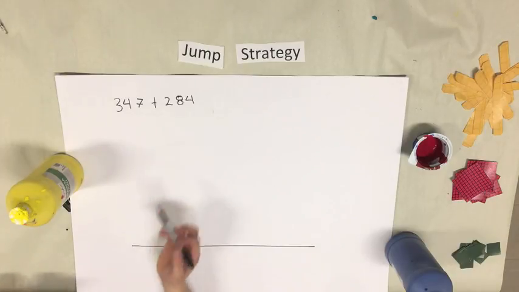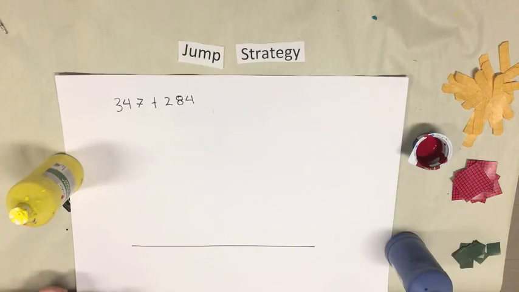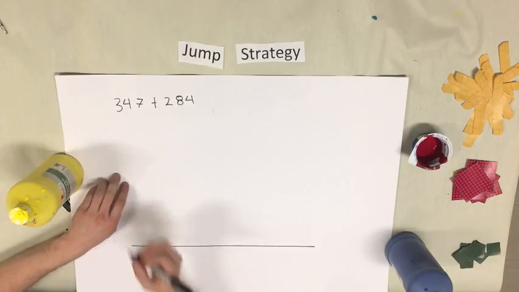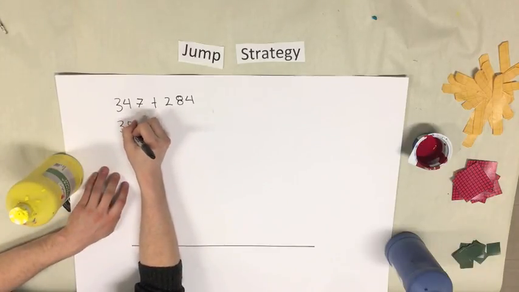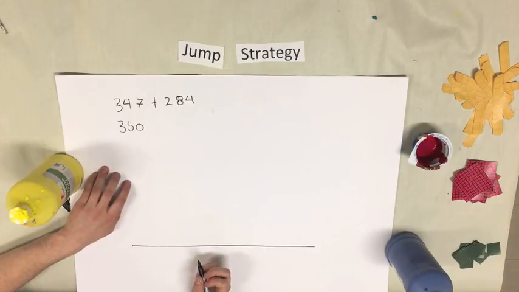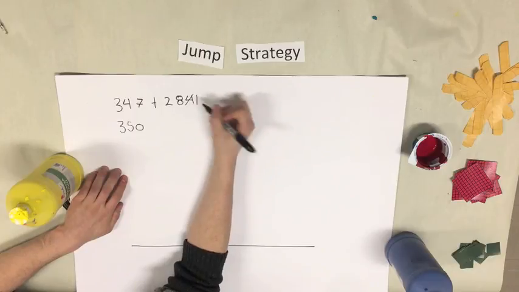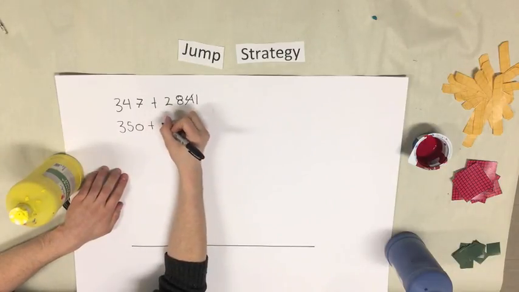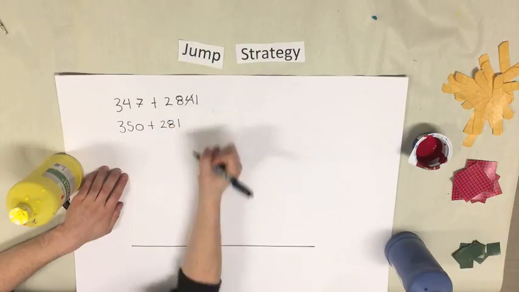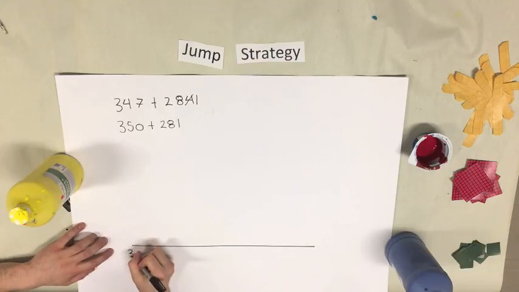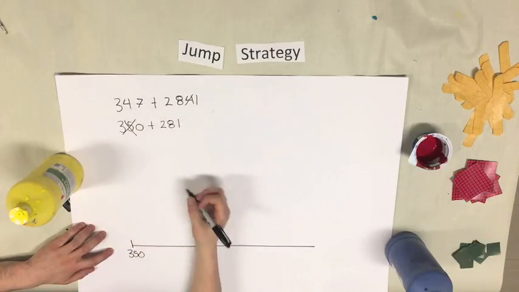So now that we're done estimating, we're going to try out the jump strategy. First we write our equation on the top of the page, which is 347 plus 284. We want to make this number into 350 because that's a lot easier number to work with. But in order to do that, we have to subtract 3 from 284, which gives us 281. Now, the first thing I'm going to do with the number line is put this 350 as the starting point, make it nice and easy, and then cross that out.